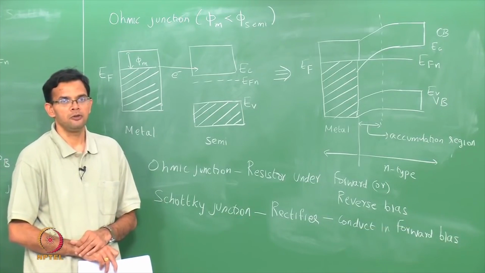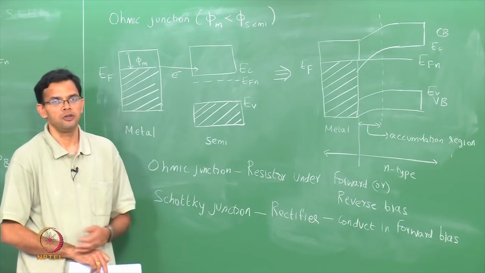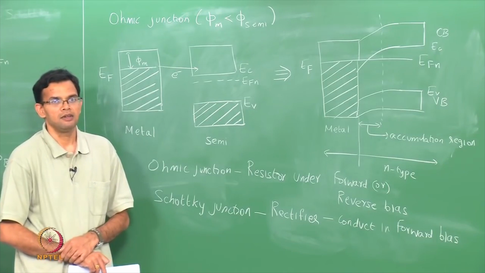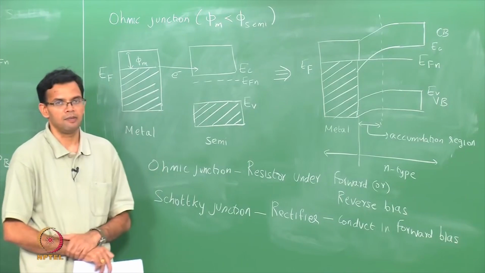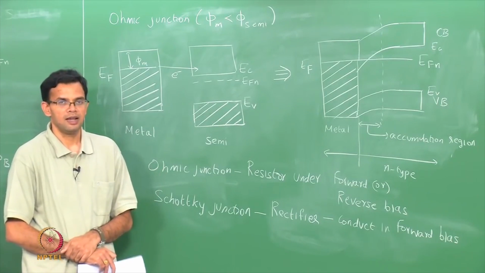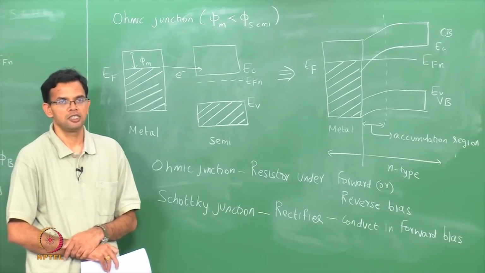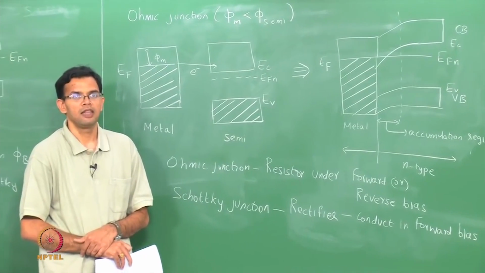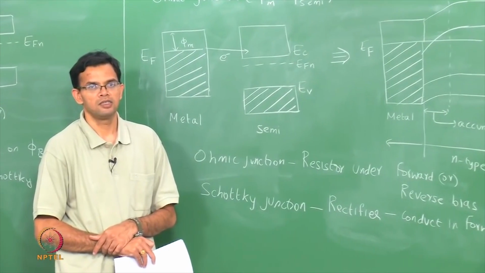So, today we have seen two types of junction, one between two metals and the other between a metal and a semiconductor. In the next class, we are going to form junctions between semiconductors, and the first one we look at is the p-n junction.